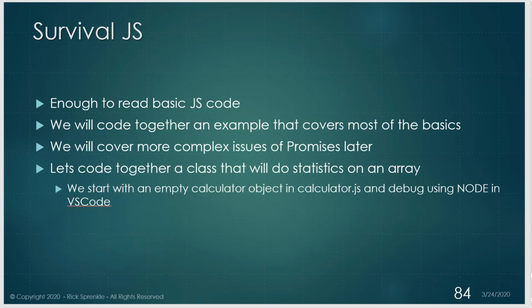All right. So with respect to survival JavaScript, we're going to do enough to read basic JS code. We'll code together an example that covers most of the basics. We'll cover more complex issues of promises later because those can be really confusing, especially before you've gotten your head wrapped around a lot of the functions and callbacks and arrow function operators. So we're going to code together in class a class that'll do statistics on an array. And we'll start out with an empty calculator object in calculator.js and debug using Node and VSCode.